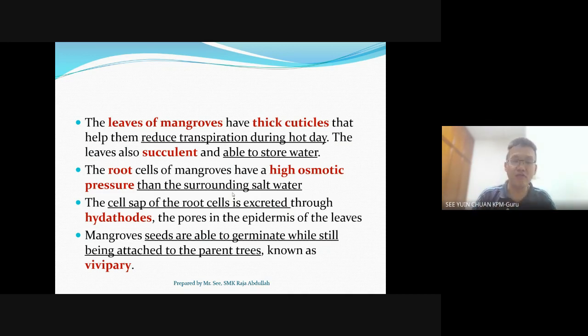Then the root cells which have more salt, high osmotic pressure, or in the current term, you call it as having lower water potential than the outside. You will need to learn how it happens.